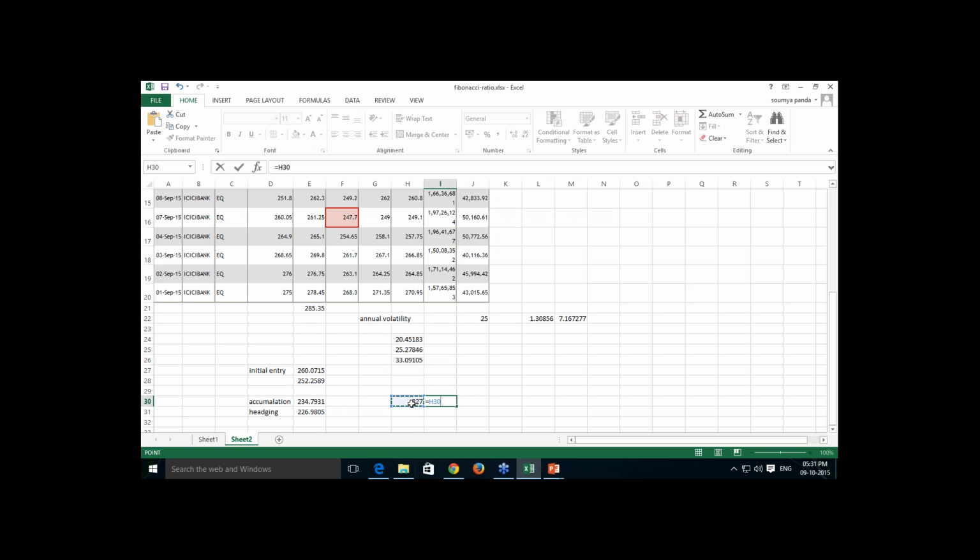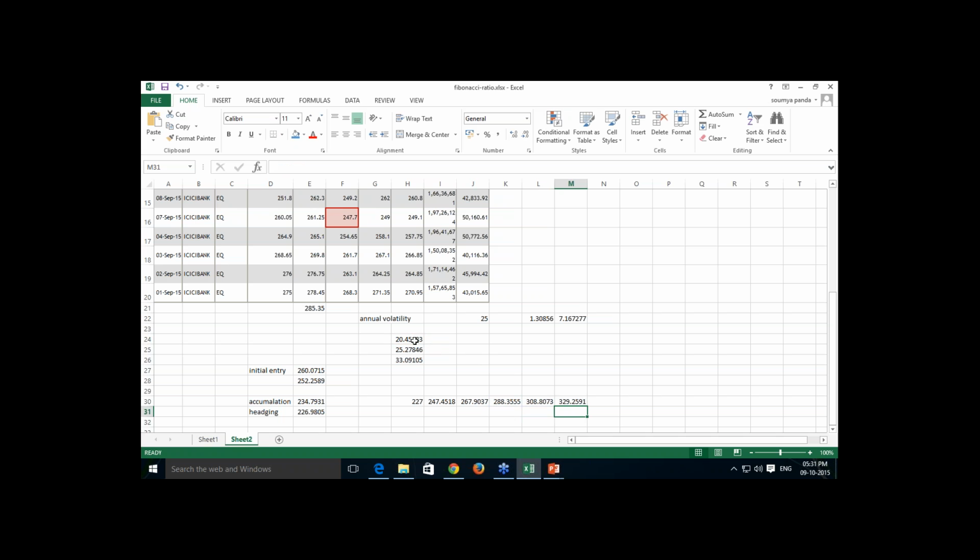So your first cycle will be ending at 247, then your second cycle will be ending at the same 20 rupees, at 267, and the third cycle will be ending at the 288 level. The fourth cycle will be ending at, suppose, 308, and the fifth cycle will be ending at the 100% retracement level we have to follow. So the fifth cycle will be 329.